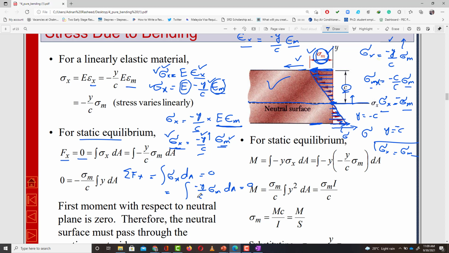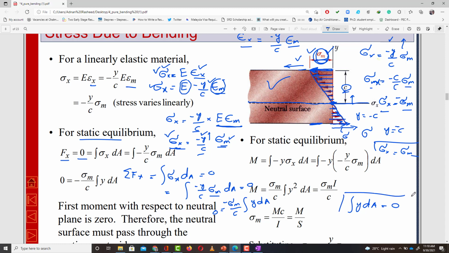Sigma maximum is a constant value, c is also a constant value. So I will bring them out. So sigma m over c, with the minus sign, times the integral of y into dA must be equal to 0. Now you can see sigma m is the maximum value, that cannot be 0. c is also a constant and maximum value, that cannot be 0. It means that the integral of y into dA is equal to 0.